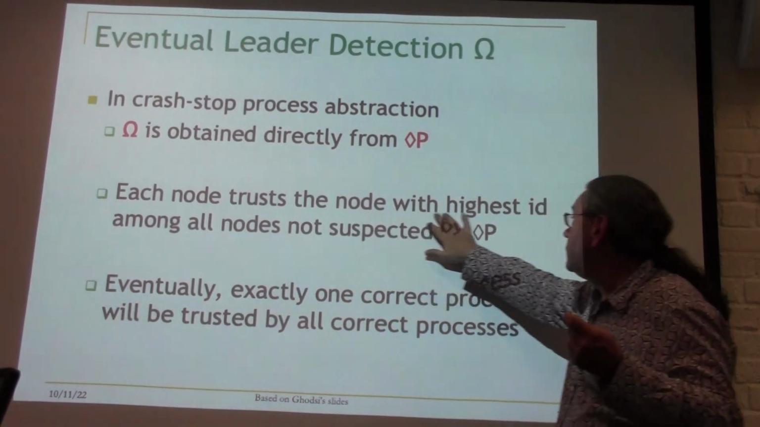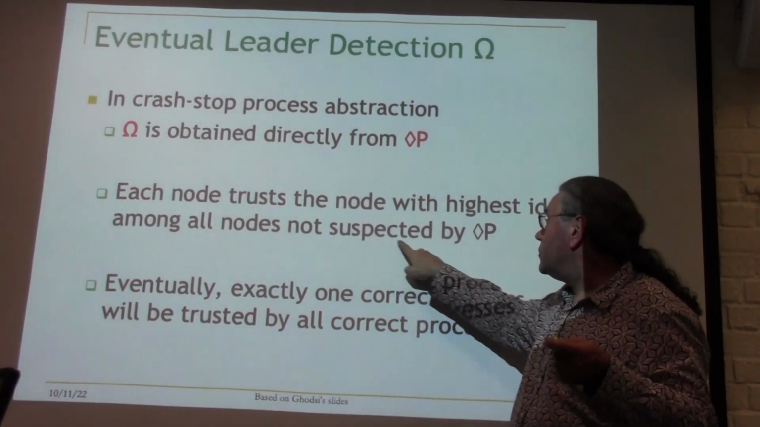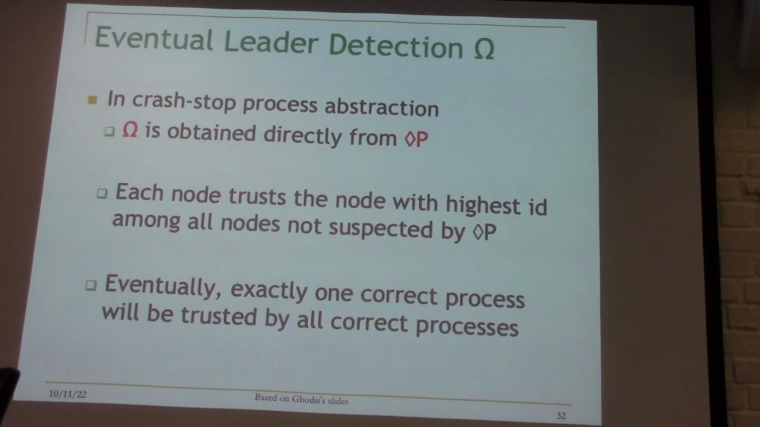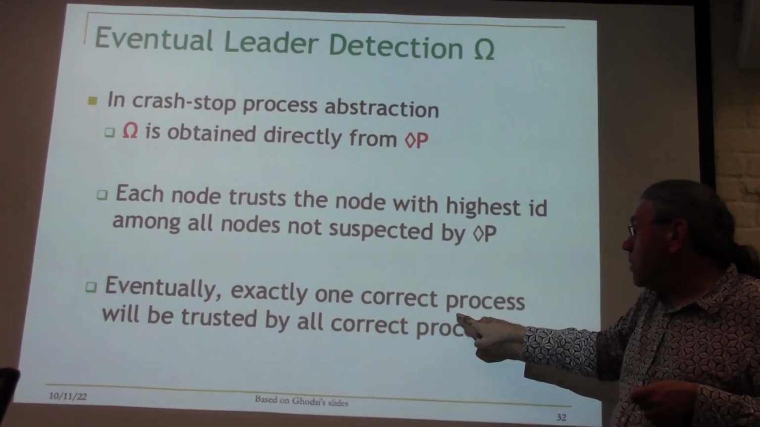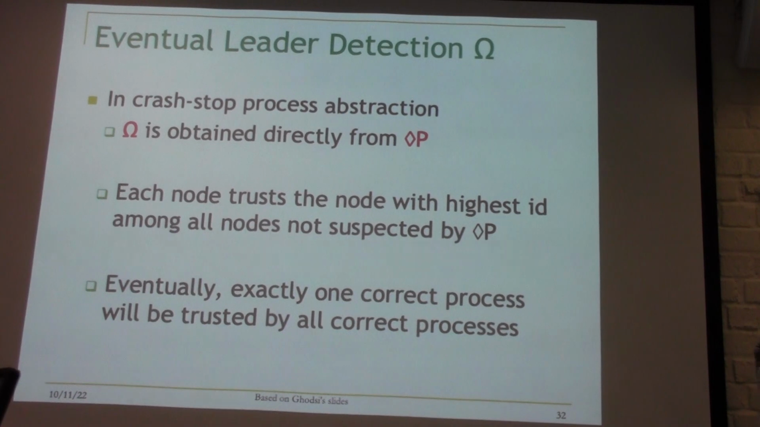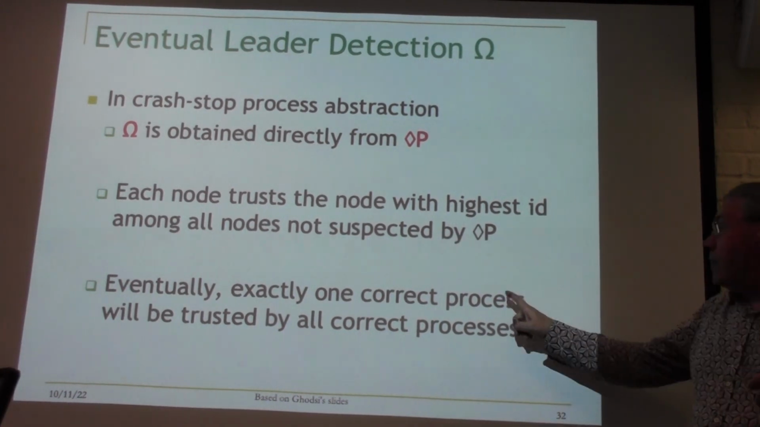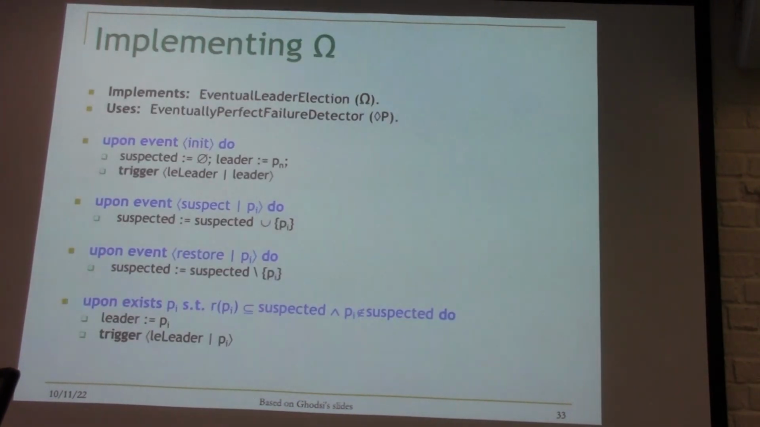Every node will trust the highest ranked node among the nodes not suspected by eventually P. Even though P makes a mistake, this might be wrong, there might be mistakes in here, but that's not a problem, because eventually there will be no more mistakes, and then everybody will see the same crashed nodes, and then you will have only one correct process, which is the highest one. And here's the full implementation.